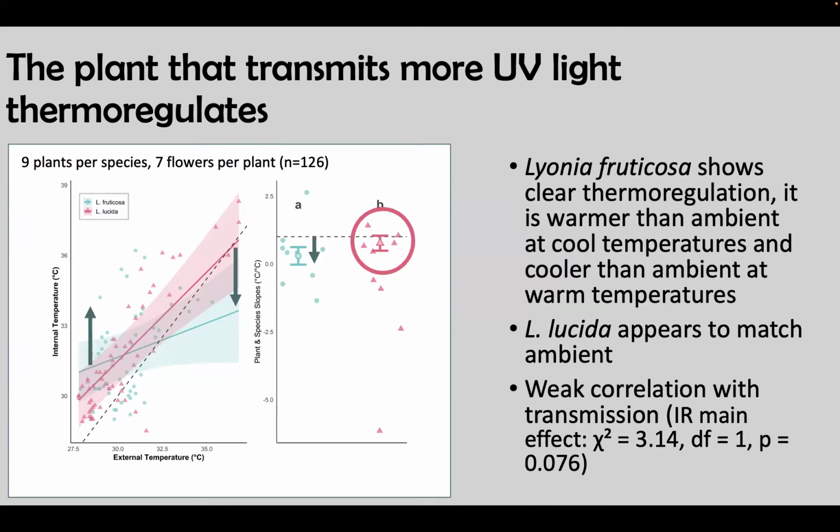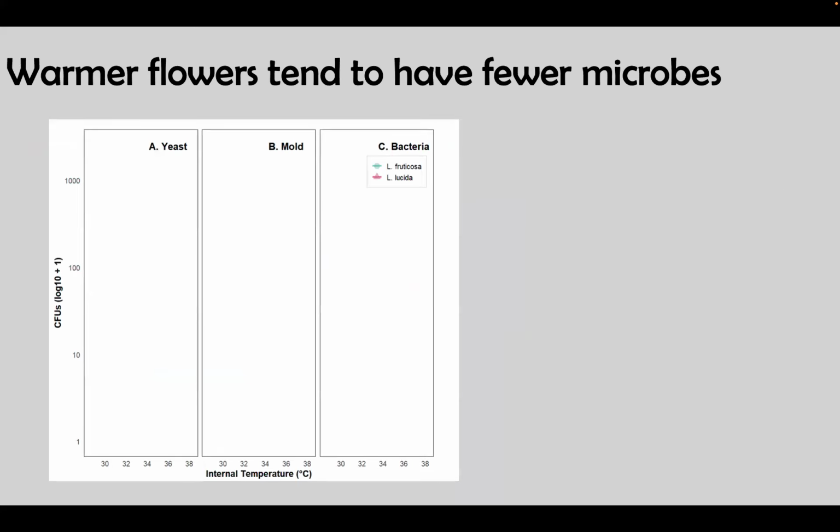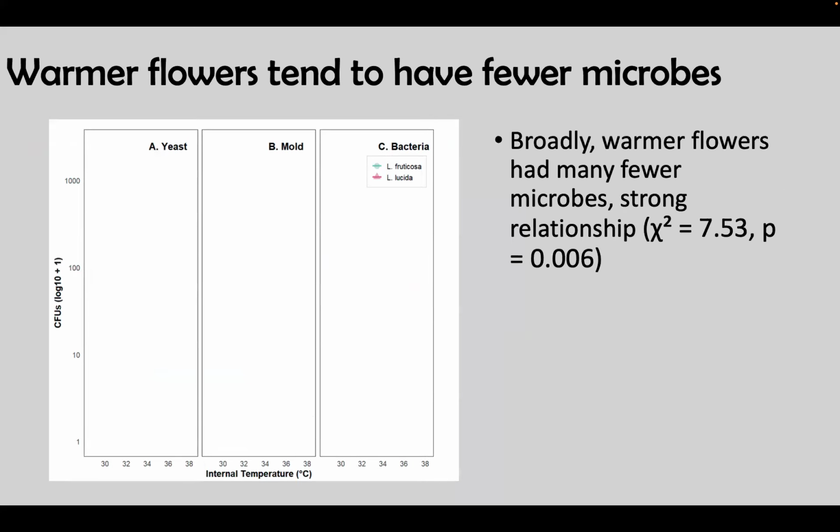Sadly, it doesn't seem to correlate at the floral level. So if we take all the transmissions for all of those flowers and then map the difference between external and internal, there's a weak correlation there, but we have a lot of samples. We have a lot of power. And so if there is an effect there, it's weak, if anything. But what is cool is that warmer flowers tended to have many fewer microbes.